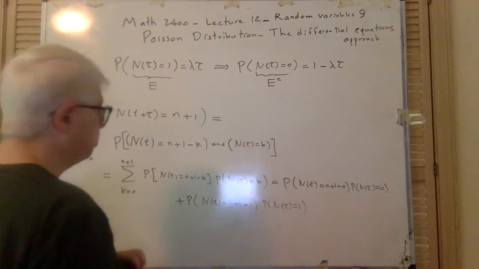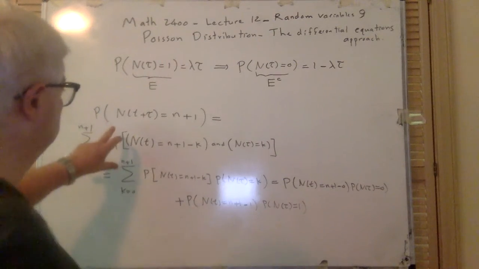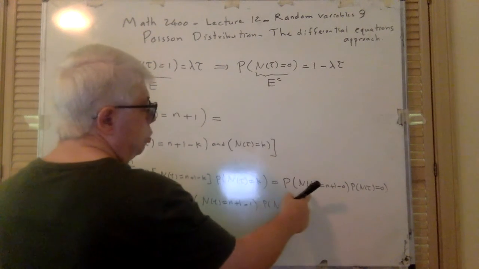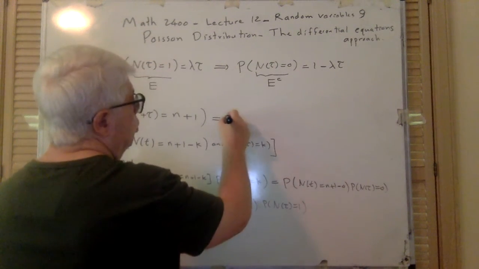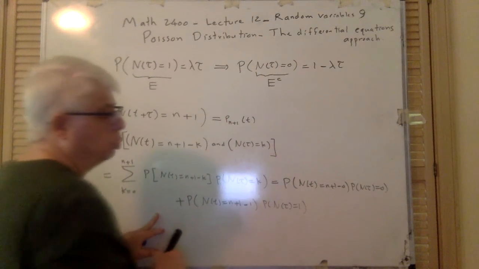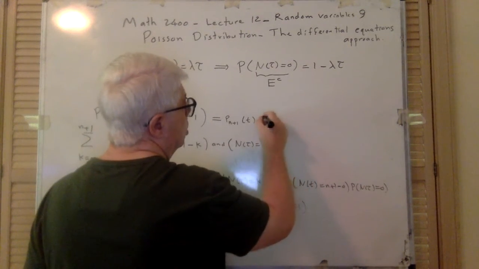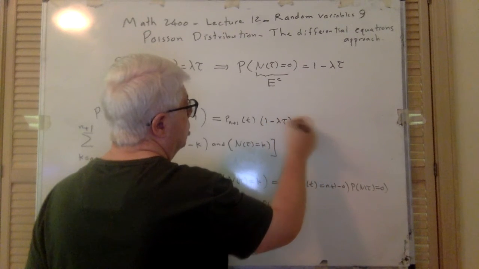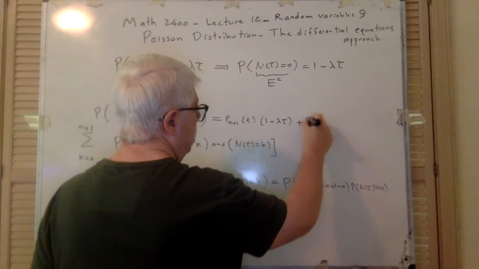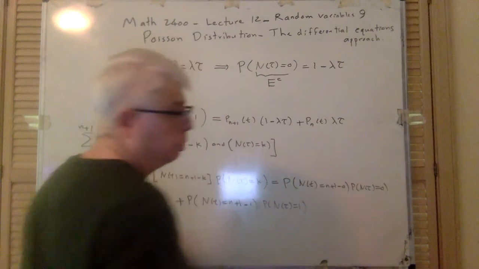Okay, so let me continue here, right? So I can just write it down as P of, what is this one? This one, by that formula, is P_{n+1} of t, right? This one is P_{n+1} of t. And times what? Times this, 1 minus lambda tau. Then this one is P_n of t times lambda tau. This is lambda. Okay?